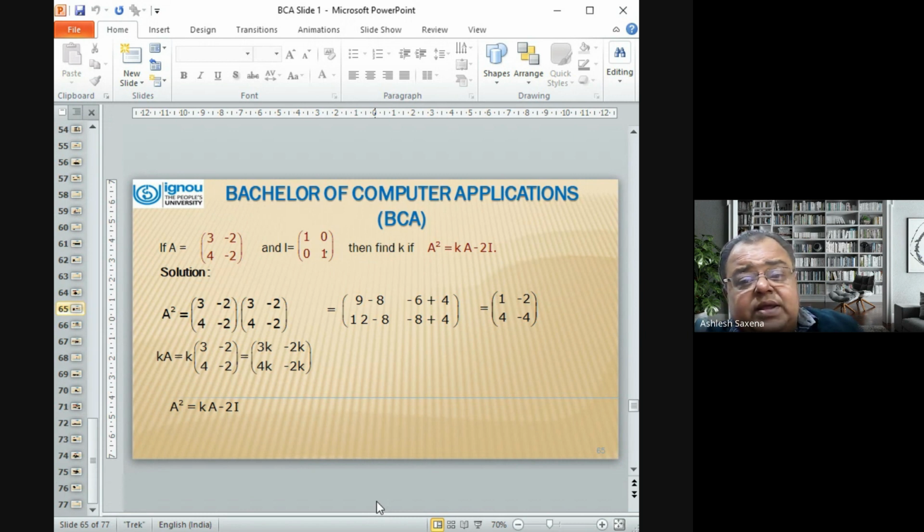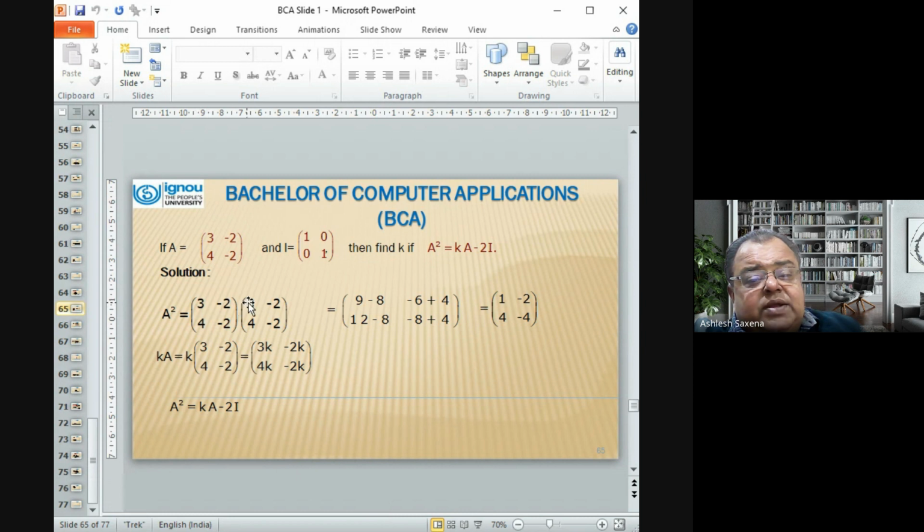Now you have to find K, if A square is equal to kA minus 2I. Okay, so first of all calculate A square. A square is what? A 2 by 2 matrix. So when you are multiplying a 2 by 2 matrix by a 2 by 2 matrix, its answer will be a 2 by 2 matrix. Now, how?